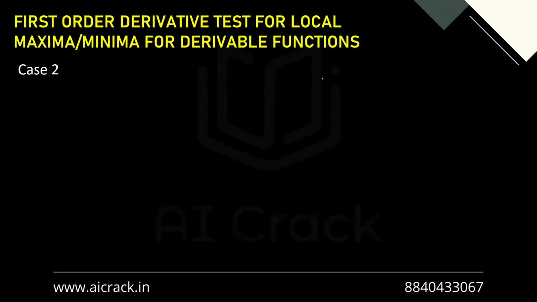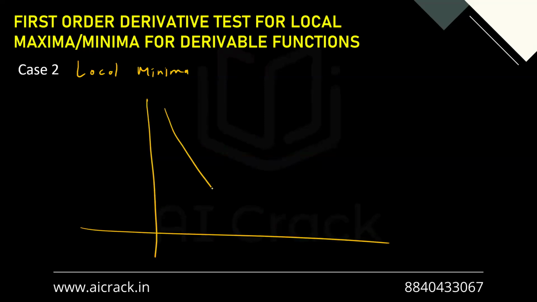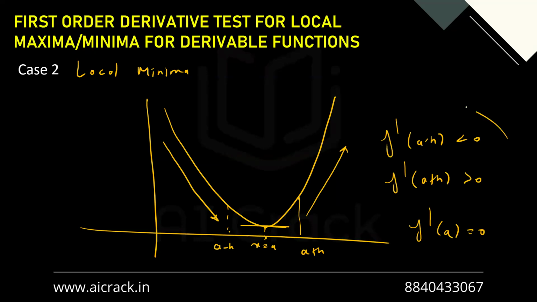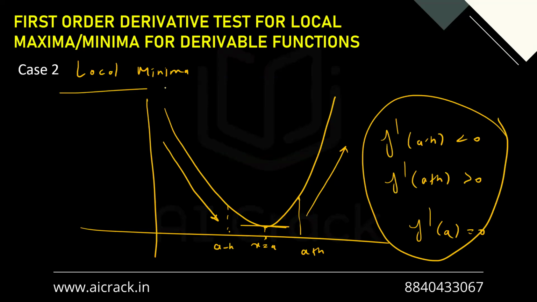Okay. Similarly, we have a second case, that is local minima. Now, in this case, reverse is happening. So we have this point a over here. This is x equals a. So f dash a equals 0, right? That's how we have defined. Now in this case, over here slope is negative, over here slope is positive, right? So if you talk about a minus h and a plus h, f dash a minus h should be less than 0 and f dash a plus h should be bigger than 0, should be positive. So if these three conditions are meeting, then we can say we have a local minima for differentiable functions.